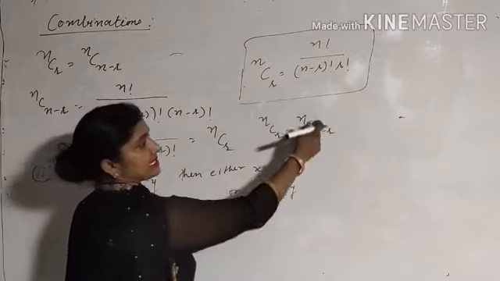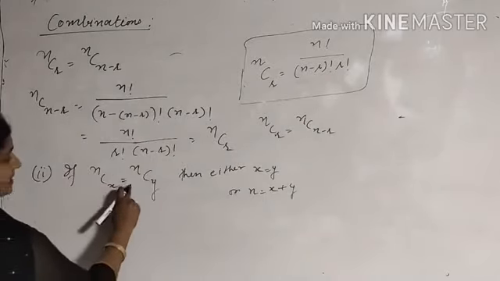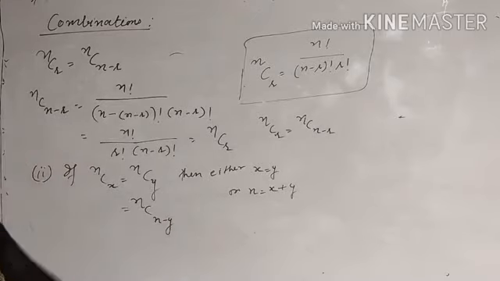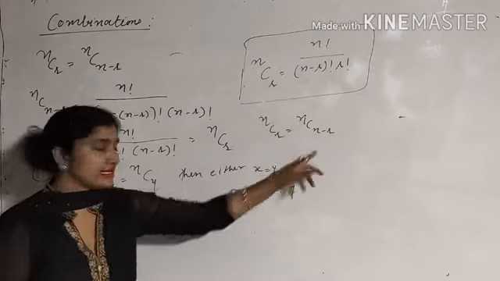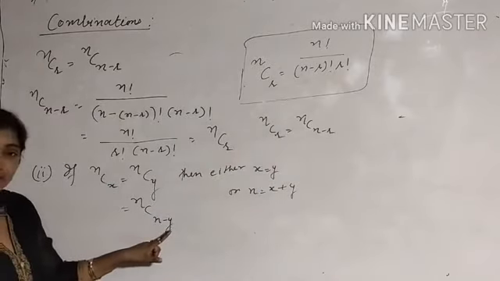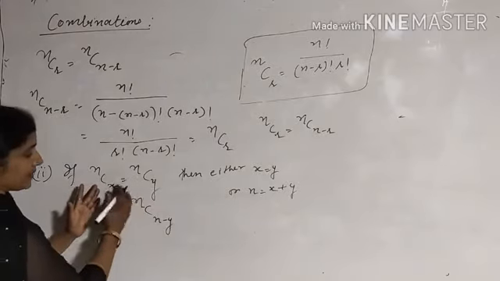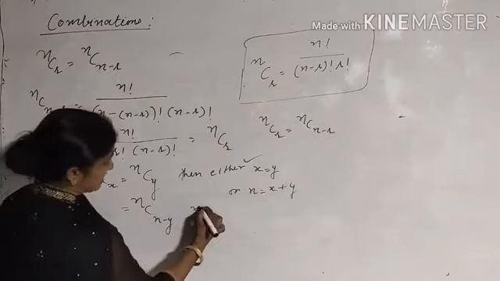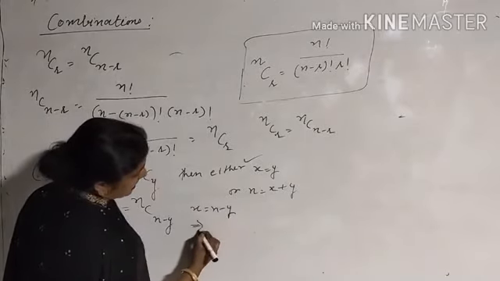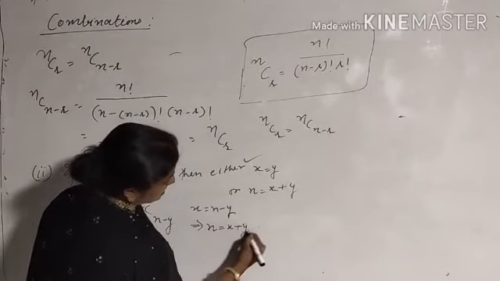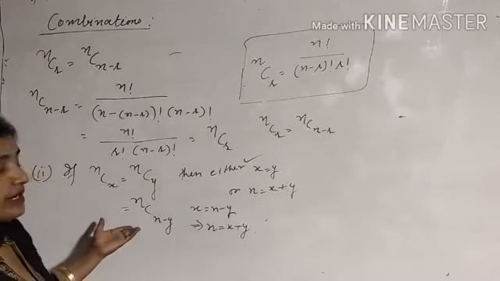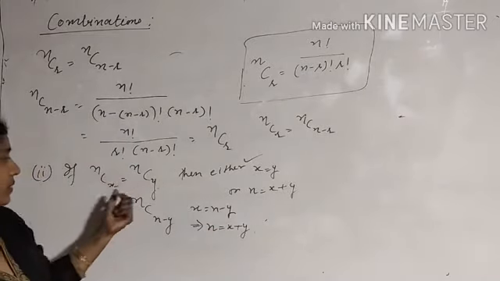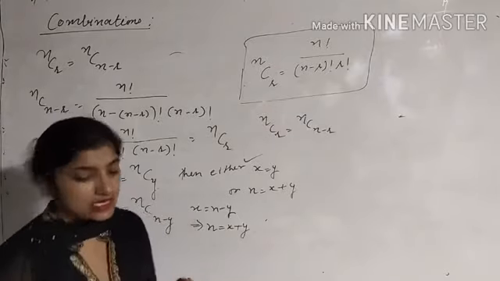You know nCr is nC(n minus r). So nCx is nCy, but this nCy is nC(n minus y), right? From this formula, nCr is nC(n minus r). So this is nC(n minus y). Now with these two equations, if I compare these two, we get x is equal to y. And if I compare these two, then you get x is equal to n minus y, which implies n is equal to x plus y. So this is also a very helpful formula for numerical problems: if nCx is nCy, then either x is equal to y or n is equal to x plus y.